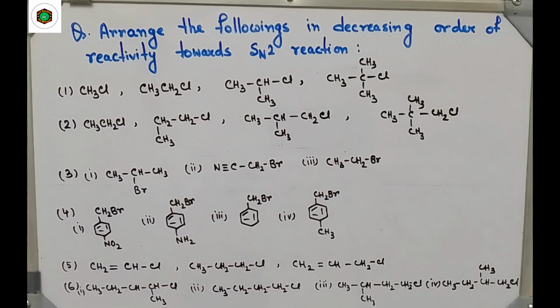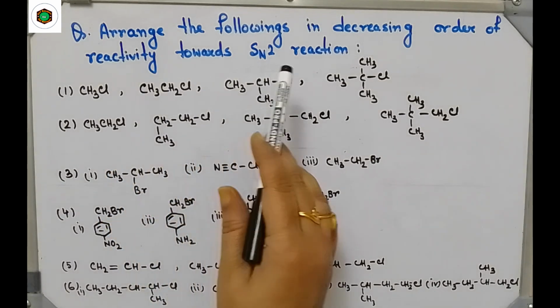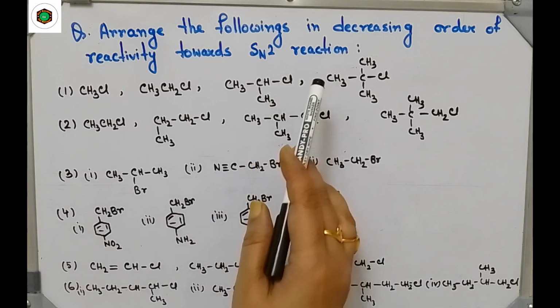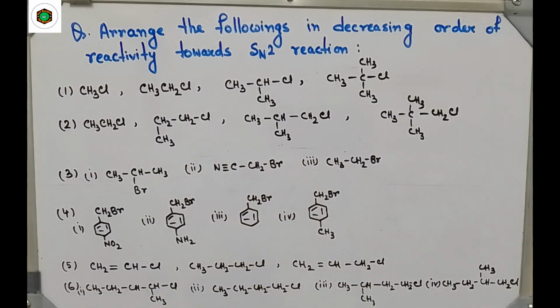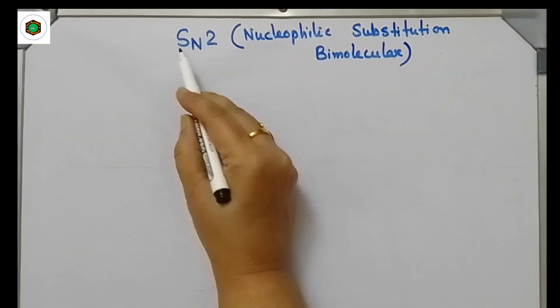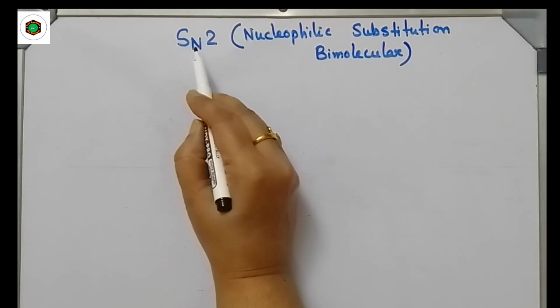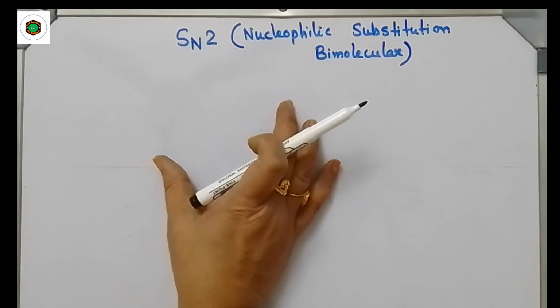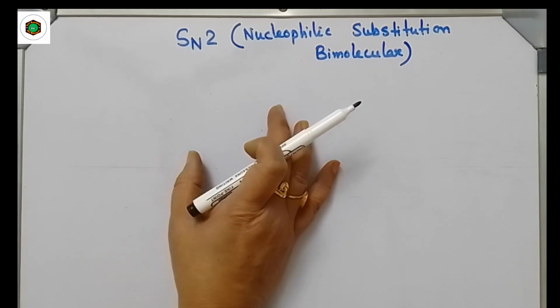In this lecture I am going to explain how to arrange the following in decreasing order of reactivity towards SN2 reaction. Six questions are given. First I will discuss some important points on SN2 reaction. Let's start. SN2 is substitution nucleophilic bimolecular. Now some important points on SN2 reaction.